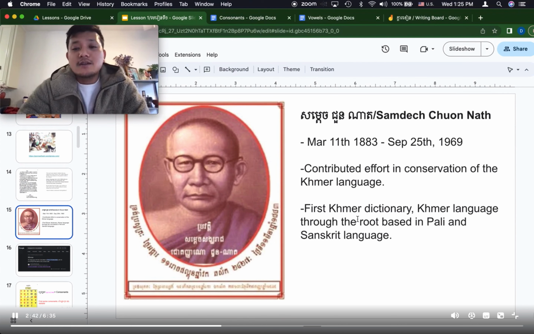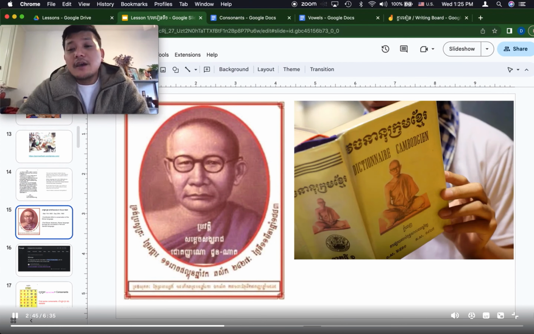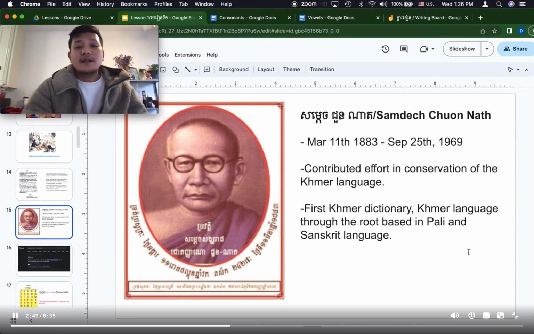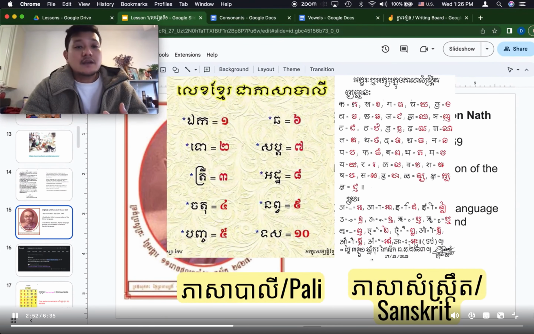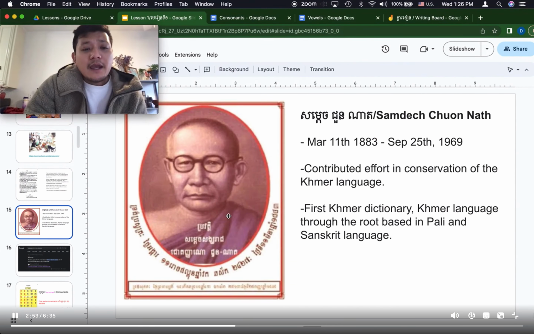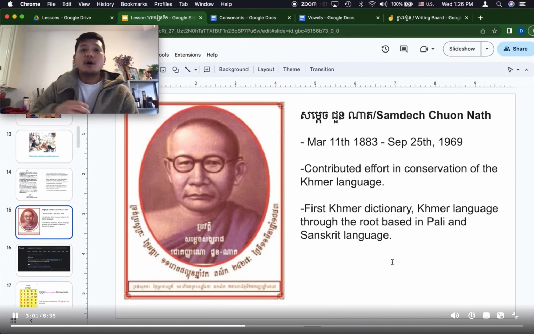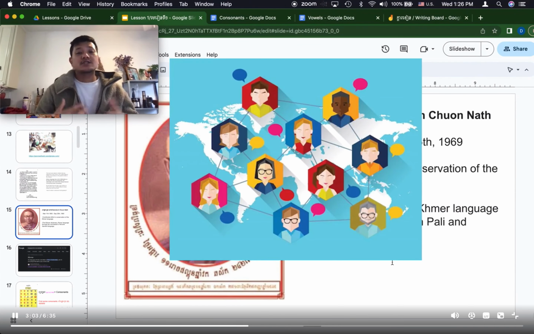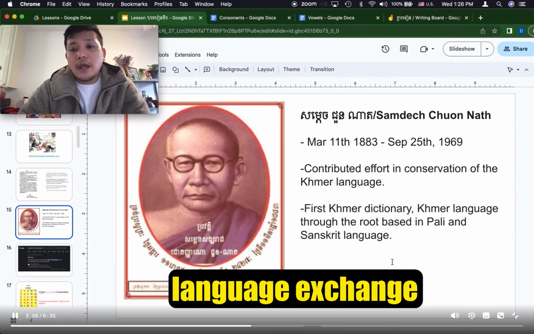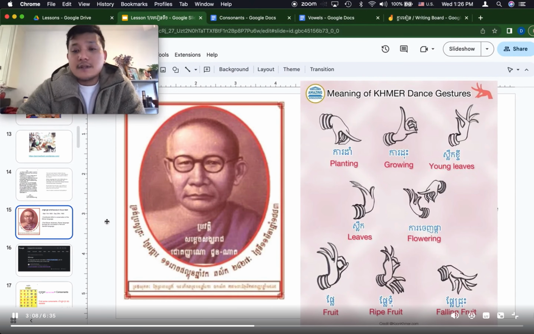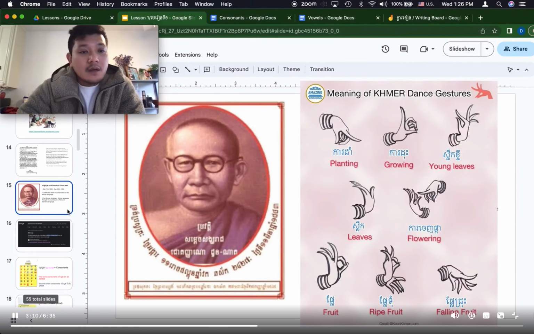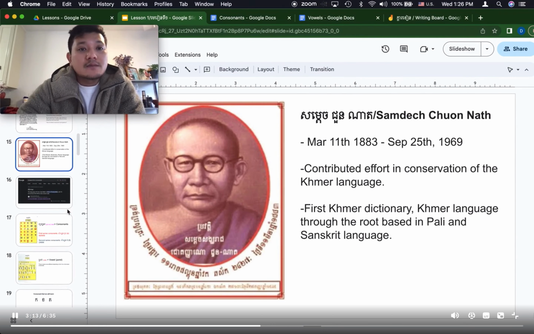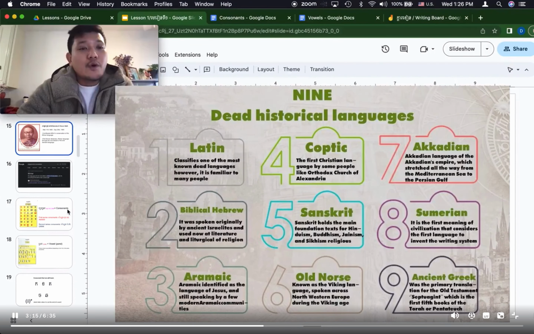He also put together the first Khmer dictionary that shows a lot of words in the Khmer language and its roots in the Malay and Sanskrit language. Khmer is a very diverse language. Just like any other languages in the world, we borrow words from other languages and other languages borrow words from us. That is the exchange that happens when a language is alive. If it's alive, it will evolve. It will stop evolving when it becomes a dead language, and that's what we don't want to happen.